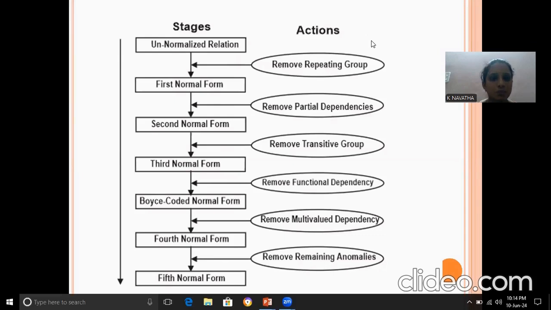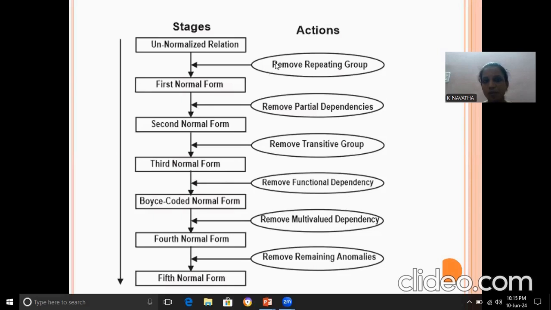Stages of normalized relation: first normal form, second normal form, third normal form, Boyce-Codd normal form, fourth normal form, fifth normal form. These are the stages of normalization for the normal forms and the actions to be performed between the normal forms. Unnormalized relation to the first normal form and first normal form to the second normal form.